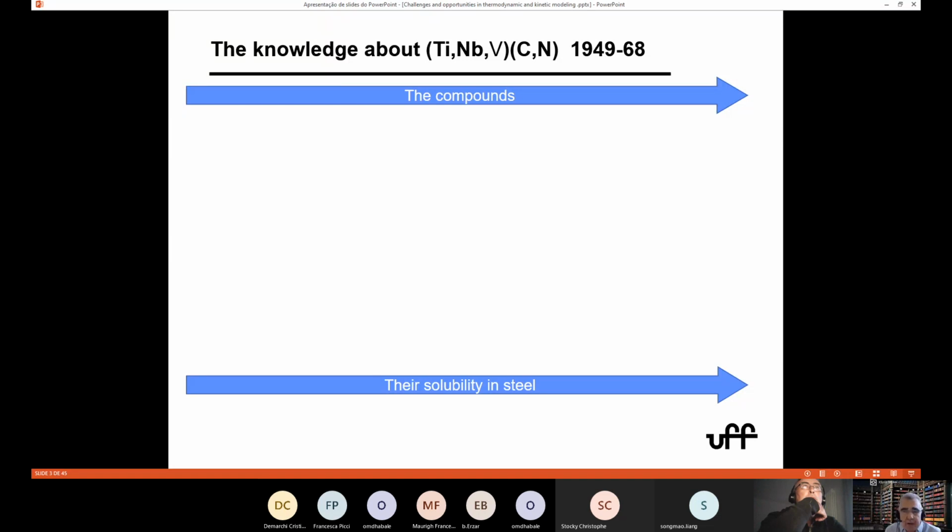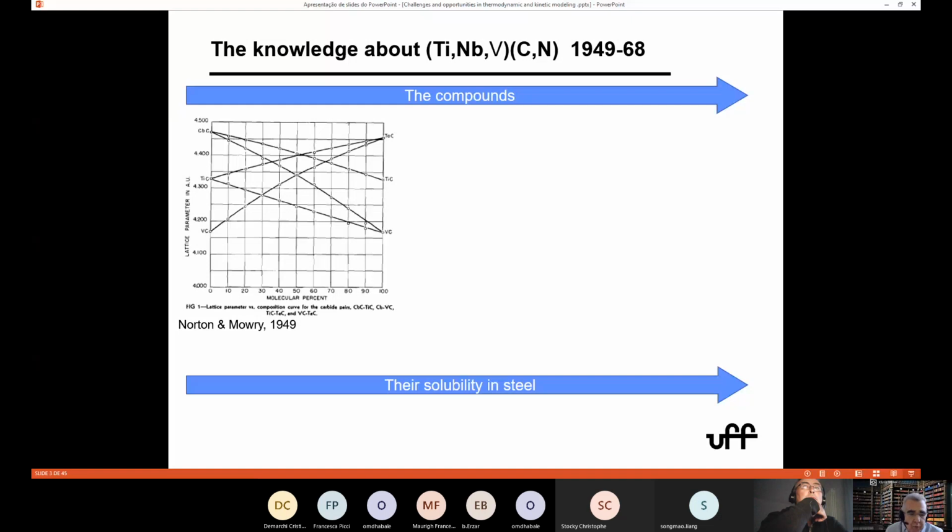Of course, back in the 50s, there was very little use of microalloying, but if we look into what was first published about these compounds, you see back in the 50s, people already knew that niobium carbide had miscibility with vanadium carbide, with titanium carbide. You see, this is the lattice parameter, this is composition. So this is showing that the miscibility was there and people knew that the cubic carbides were mixing.